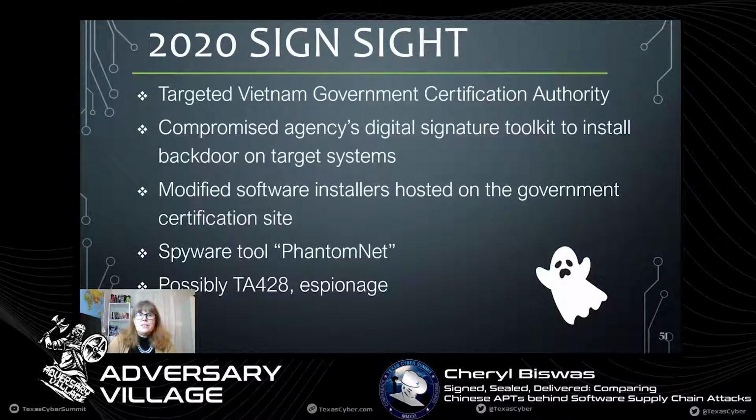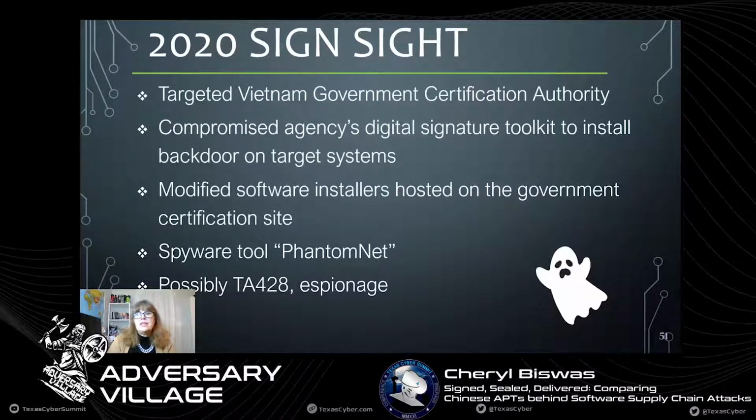Now, Operation SignSight happened in the summer of 2020. The Vietnamese Government Certificate Authority was a target of a software supply chain intrusion that targeted a wide range of public and private entities. They used the digital signature software, which provides certificates of validation and software suites to handle digital document signatures. This software is used widely throughout Vietnam, and it's mandated in some cases.